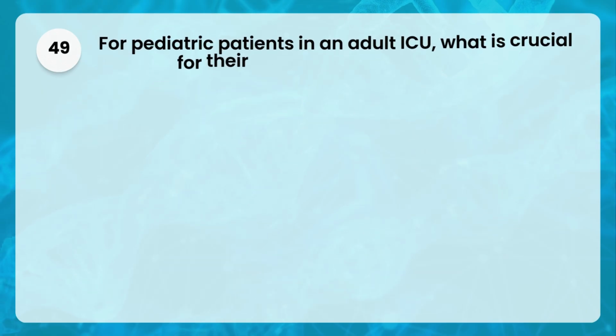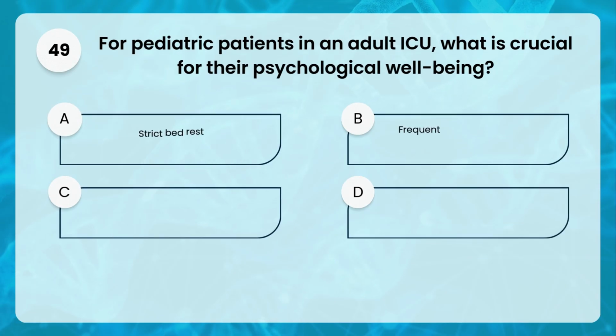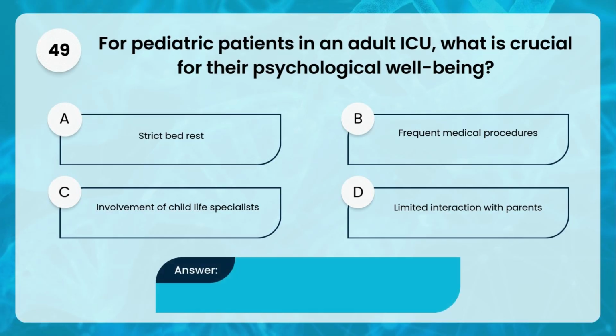49. For pediatric patients in an adult ICU, what is crucial for their psychological well-being? A. Strict bed rest. B. Frequent medical procedures. C. Involvement of child life specialists. Or D. Limited interaction with parents. The answer is C. Involvement of child life specialists.